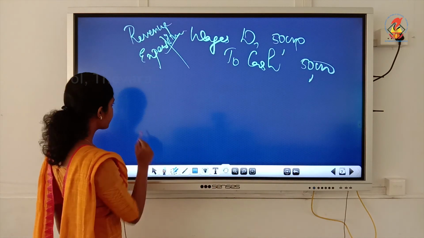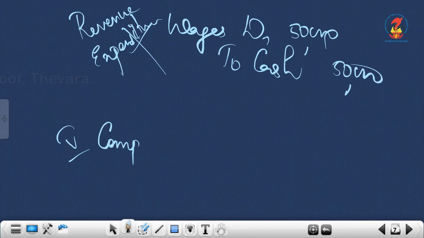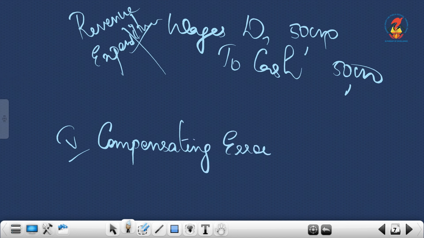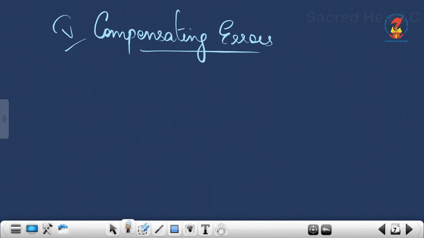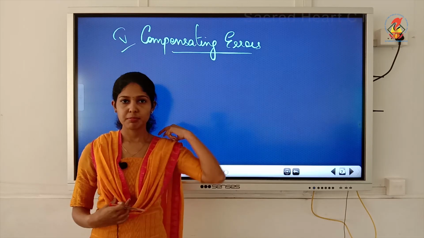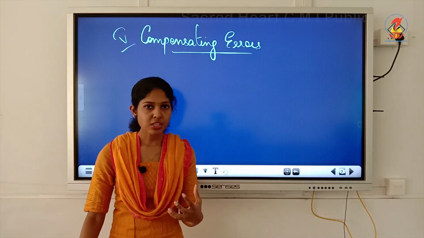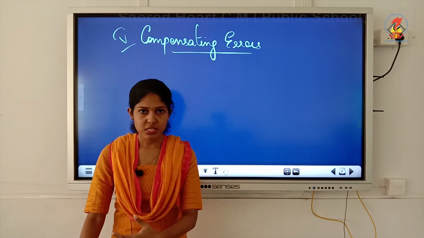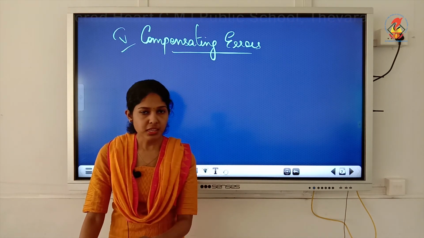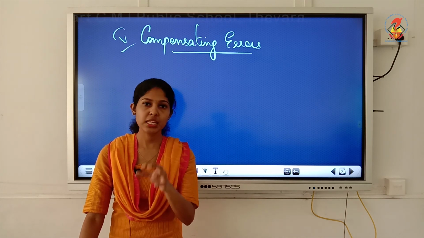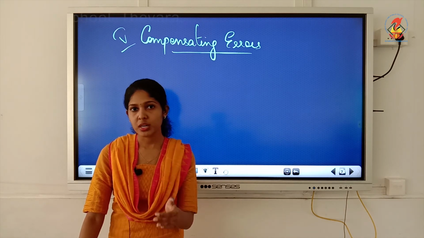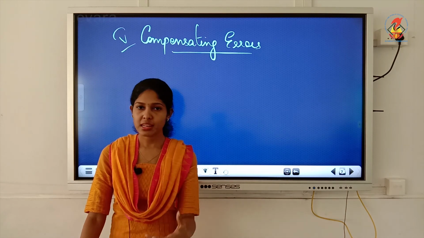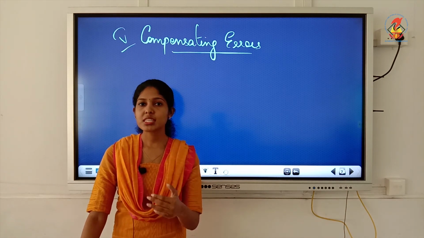The last one is the fifth one, compensating errors. Okay. So, compensating errors, the name itself says the meaning, compensating. The effect of one error is cancelled or compensated by another error of the same amount. This sentence itself you can write: the effect of one error getting nullified, which is a word used in the textbook, nullified or cancelled by another error of the same amount.